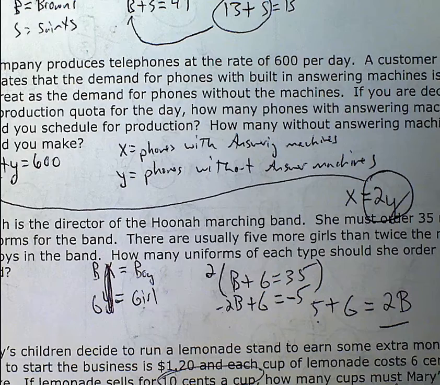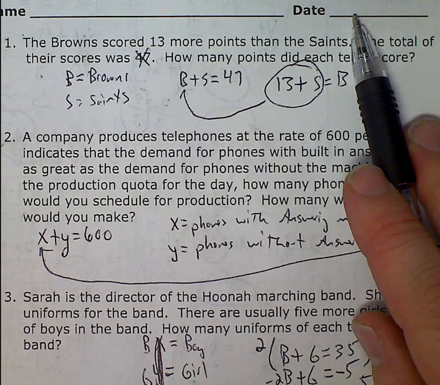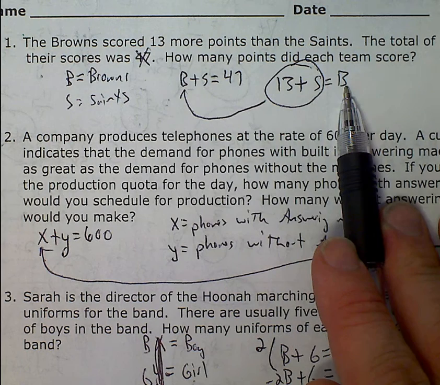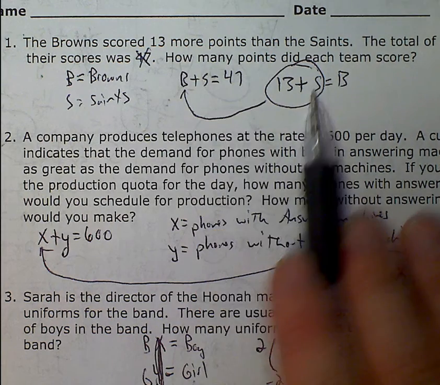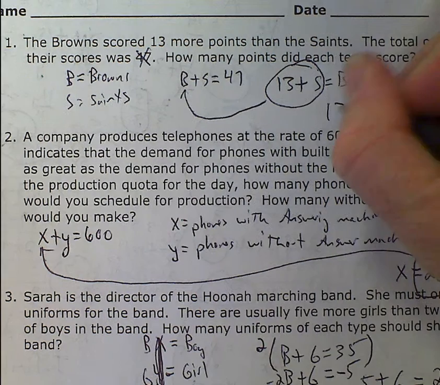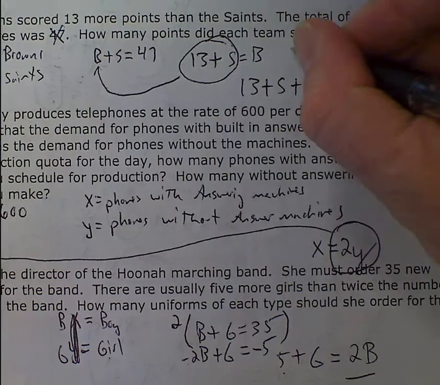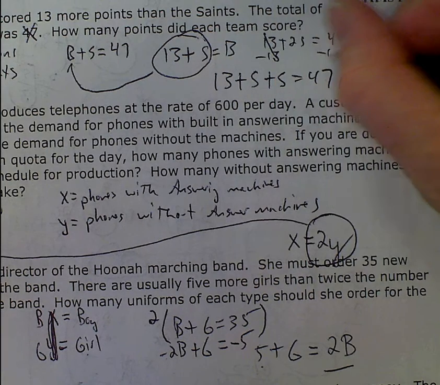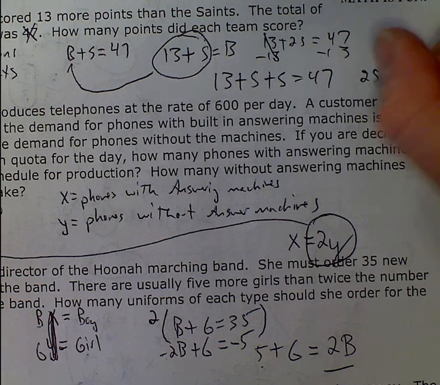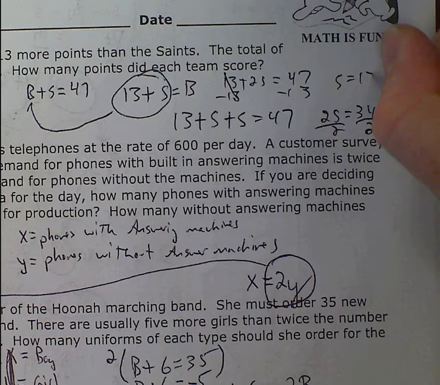Backside. So we set up number 1, Browns scored 13 more points than Saints. 13 plus Saints was our Browns, the total of their scores, so B plus S is 47. I would substitute. If I substitute, B becomes 13 plus S equals 47. S plus S is 2S, so 13 plus 2S equals 47. Minus 13, that becomes 2s equals 34. Divide by 2, s equals 17.